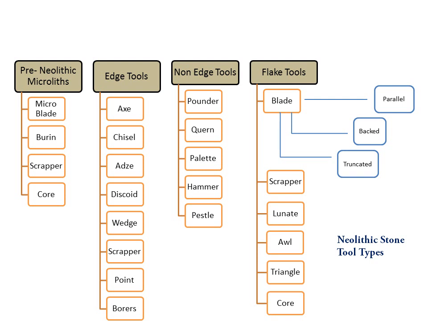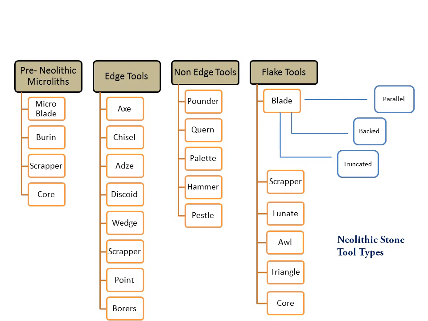With the coming of the Neolithic culture, they started to develop two varieties of stone tools, such as edge stone tools and non-edge stone tools. They were worked particularly on metamorphic rocks, such as polished axe, chisel, adze, discoid, wedge, scraper, point and borers. These edge tools were predominantly worked on dolerite and diorite kinds of rocks, whereas the non-edge tools such as pounder, quern, pellet, hammer and pestle were worked on schist and granite, which are locally available.